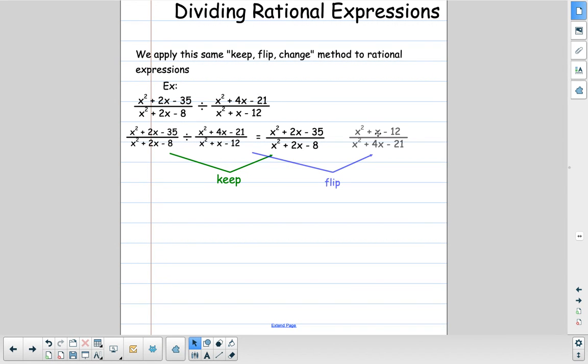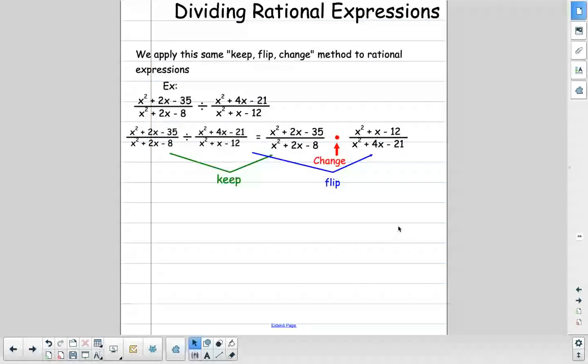Then we flip the second fraction. So now instead of x squared plus 4x minus 21 being in the numerator, it's down in the denominator. And then the x squared plus x minus 12 is not in the denominator anymore. It moves up to the numerator. And then you change your division to multiplication. So you keep the first fraction, you flip the second fraction, and you change division to multiplication.